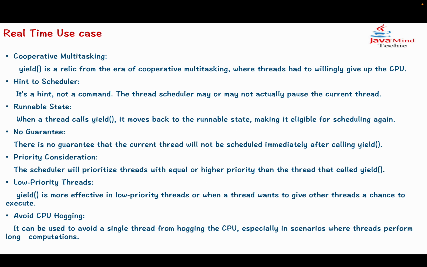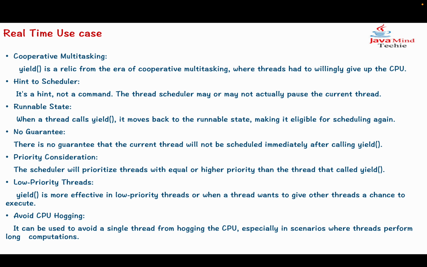Next point, what are the real-time use cases? These are some real-time use cases which are most important for understanding. First, cooperative multitasking. The yield method is really from the era of cooperative multitasking, where threads had to willingly give up the CPU. Second is a hint to the scheduler. I already told you, the yield method gives a hint to the thread scheduler, not a command. The thread scheduler may or may not actually pause the current thread and give a chance to another thread.